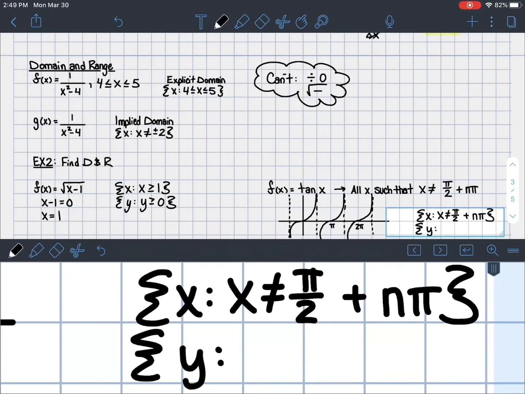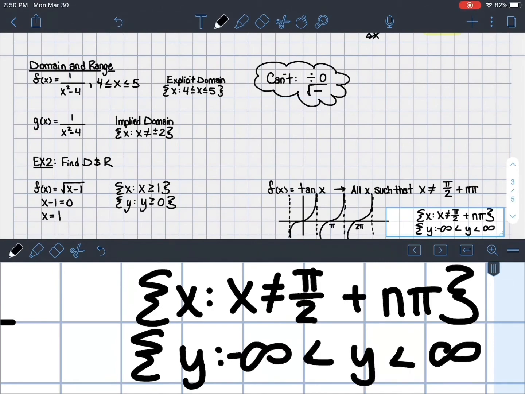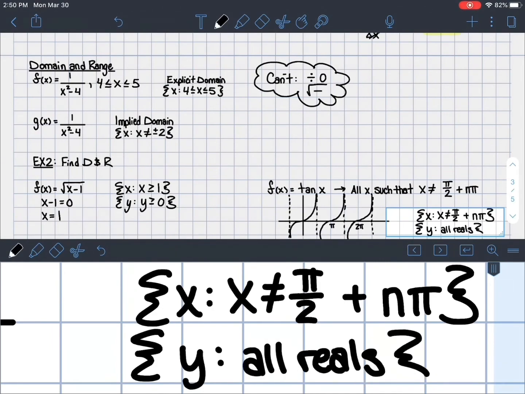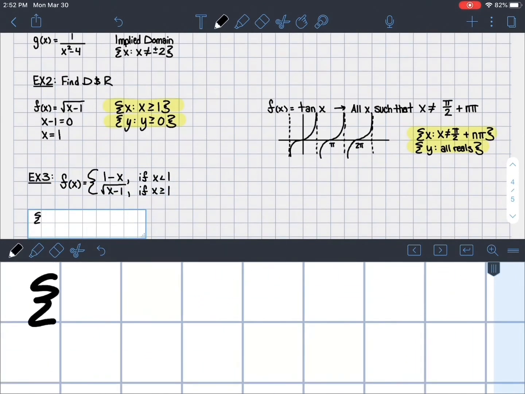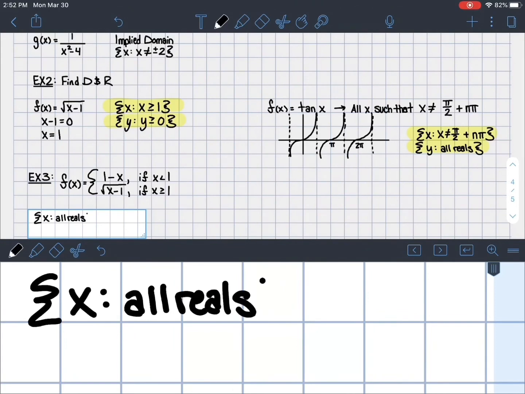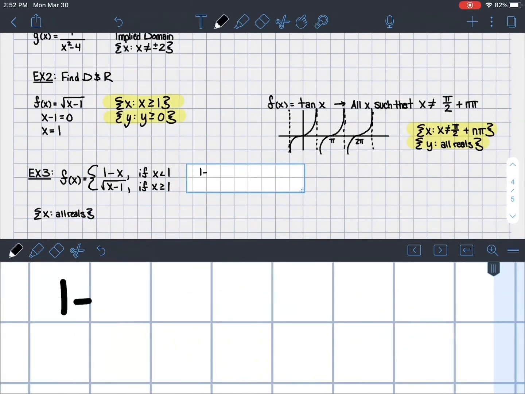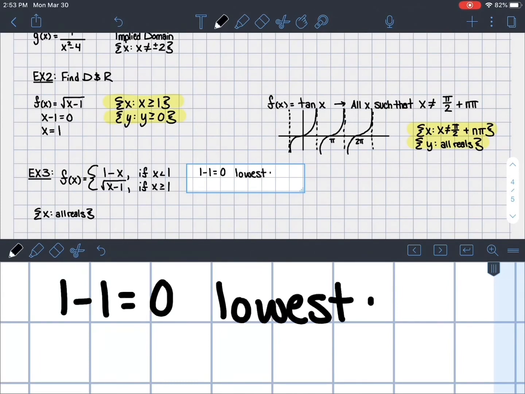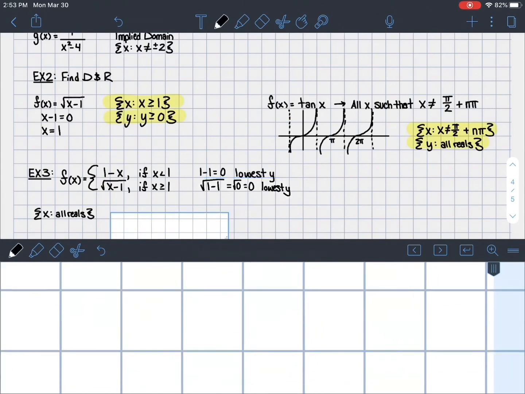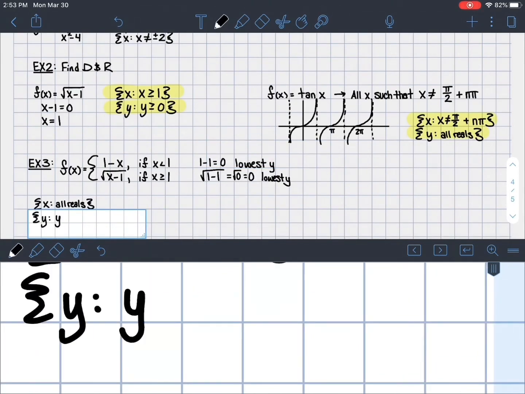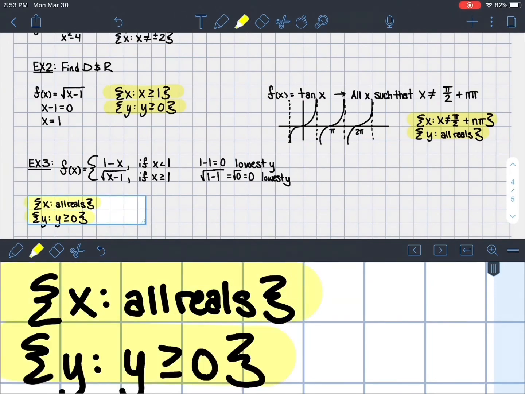Now, the domain looks like this, but the range, and we can write it a few ways, I show a few examples here, is going to be all reals. In the final example, since x is less than 1 and x is greater than or equal to 1 is all represented, that means all reals are represented for the domain. For y, we have to obey the don't take the square root of a negative, so we'll find the place where it equals 0, and we'll find that y has to be greater than or equal to 0.